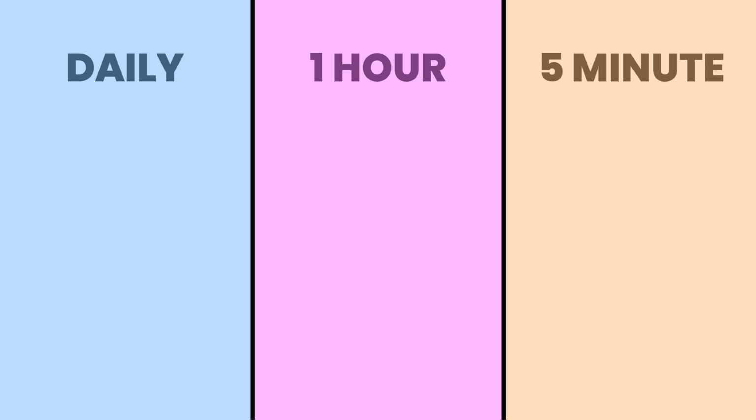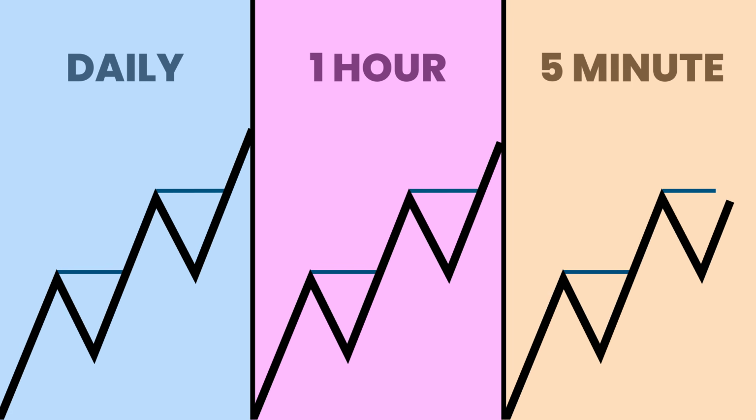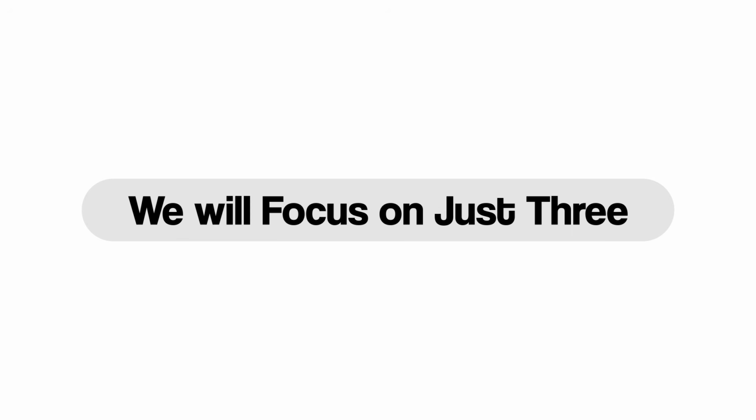By fractality, we mean that the market follows similar structural principles across different timeframes. In other words, the same price behavior can repeat on both higher and lower timeframes. And that is exactly why top-down analysis is so effective. So instead of analyzing every timeframe available, we will focus on just three, one from each category.